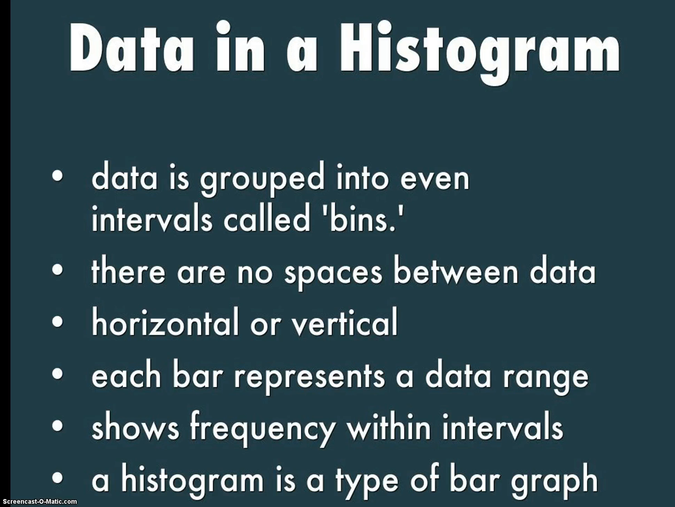Okay, so now we're going to get to a histogram. In a histogram, it's very different. Data is grouped into even intervals. Even is a keyword. It has to be even, called bins. Bins is what makes a histogram different than everything else. A histogram is a type of bar graph, but again, the data is sorted into bins.